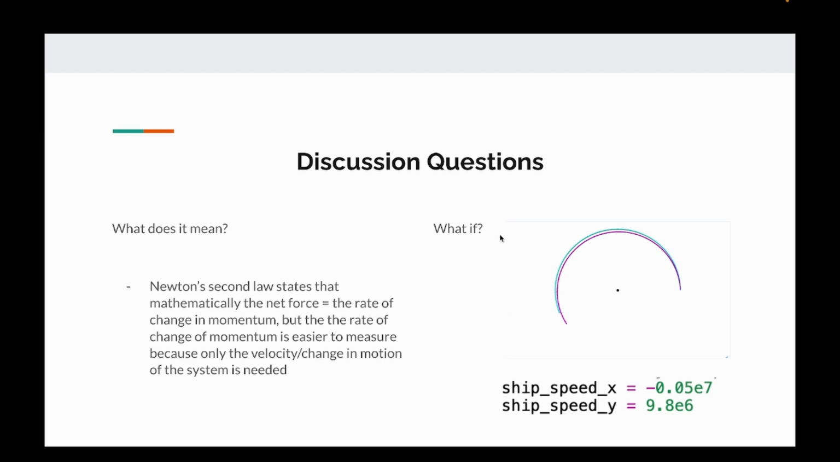And so for the what if question, to find the ship's speed in the X and Y, to see if it can orbit the black hole, this is what I got. I did this largely via trial and error, and as you can see, the magenta is the spaceship, and it would likely continue to follow this orbital path around the black hole.